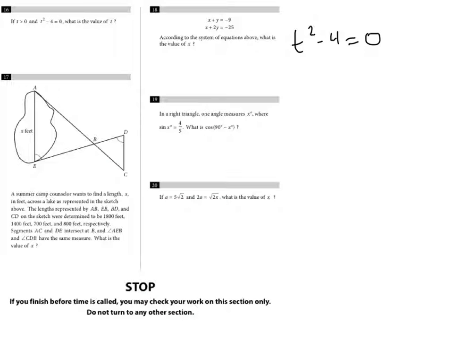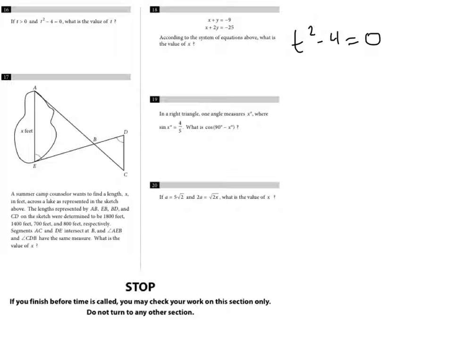Okay, looking at this next question here, number 16. We're now entering our free response section, so we can't rely on our answer choices to bail us out here. So, 16. If t is greater than 0 and t squared minus 4 equals 0, what is the value of t? Honestly, they just want you to solve for t here. So when they say that, isolate t. Get t by itself. Get your variable on one side of the equation and everything else on the other side.